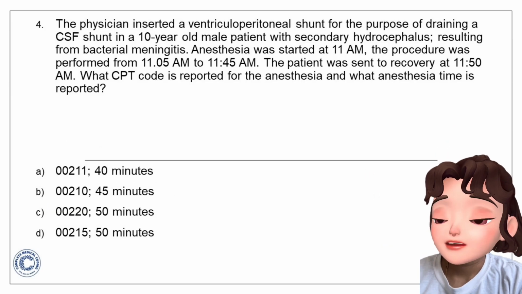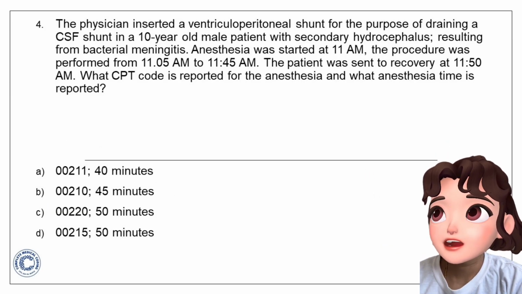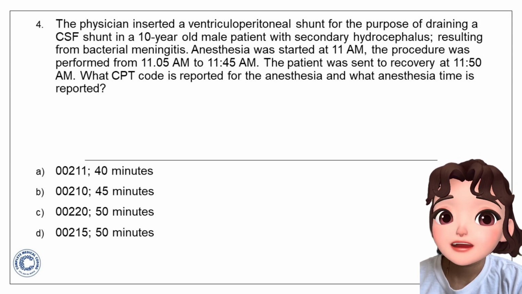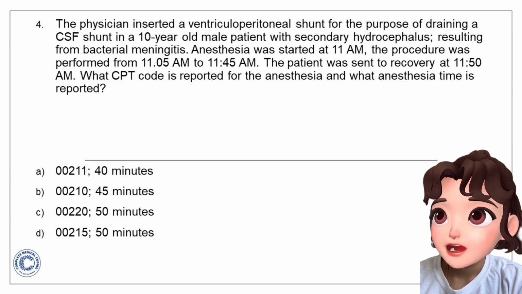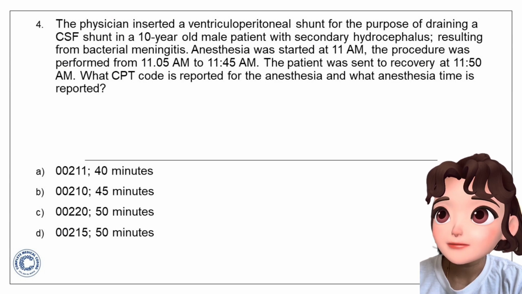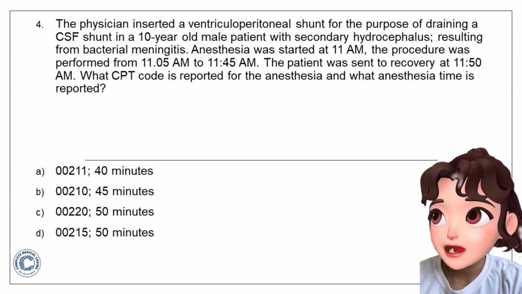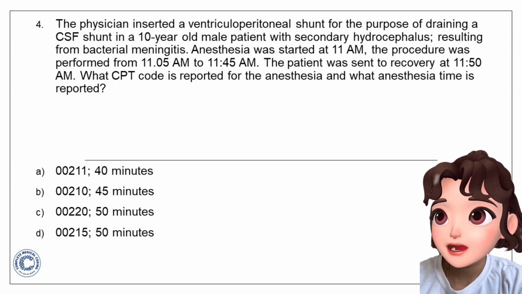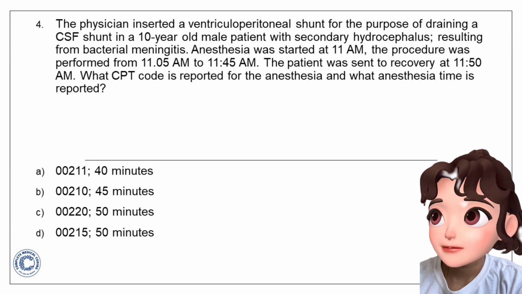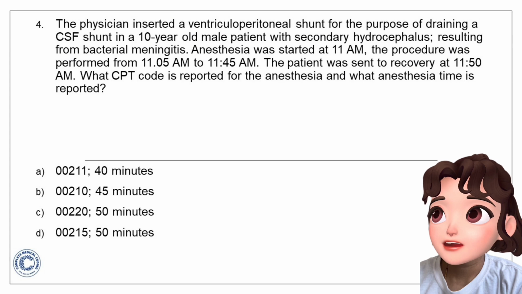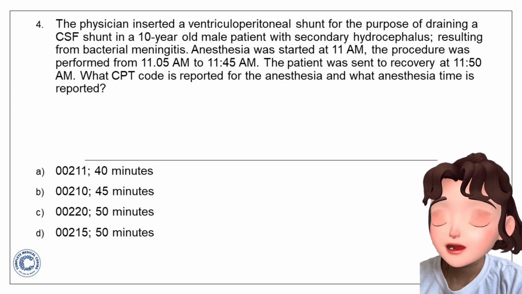Now moving on to the fourth question. The physician inserted a ventriculoperitoneal shunt for the purpose of draining cerebrospinal fluid in a 10-year-old male patient with secondary hydrocephalus resulting from bacterial meningitis. Anesthesia was started at 11 a.m. The procedure was performed from 11:05 a.m. to 11:45 a.m. The patient was sent to recovery at 11:50 a.m. What CPT code is reported for the anesthesia and what anesthesia time is reported?